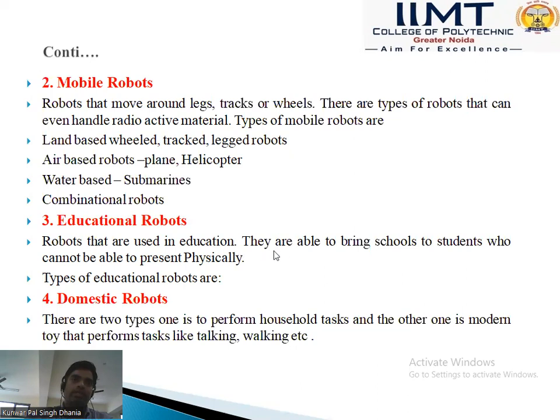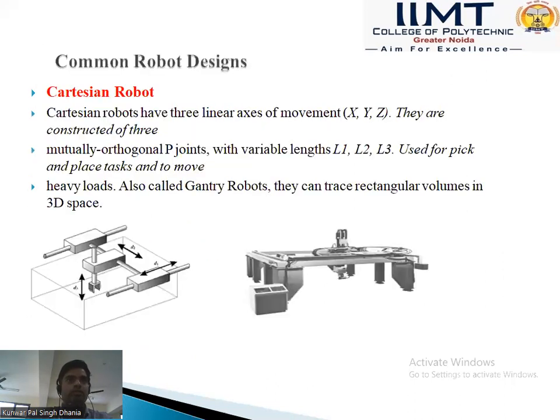Robots that can be used in education are able to bring school to students who cannot be present physically. So this is the type of work which is done. This is called an educational robot. Domestic robots, there are two types. One performs household tasks and the other is modern, which performs tasks like talking, walking, etc. These are called domestic robots.